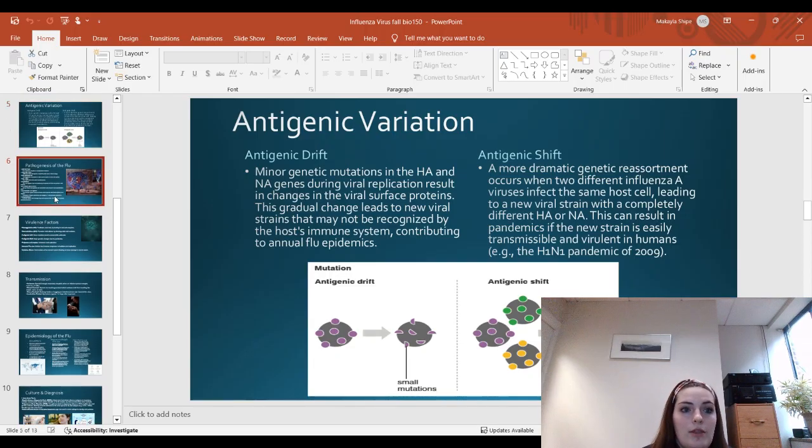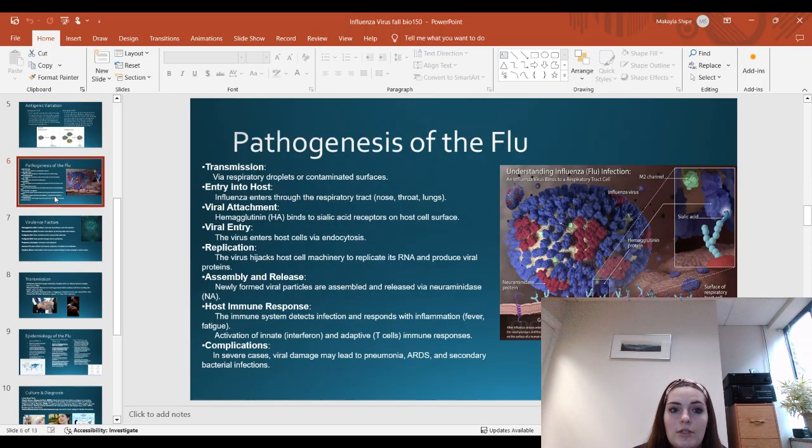Moving on to the pathogenesis of the flu, the first thing is transmission, which is through respiratory droplets or contaminated surfaces that we touch. The next is the entry into the host, where the influenza enters through the respiratory tract through the nose, throat, or lungs. Then the viral attachment, the hemagglutinin binds to the sialic acid receptors on the host cell surface. Then viral entry, the virus enters host cells via endocytosis.